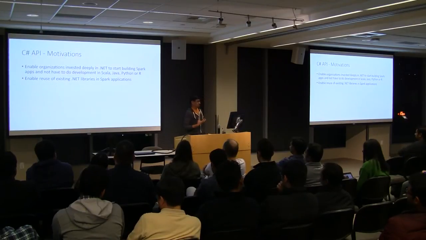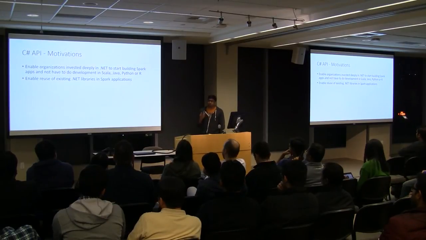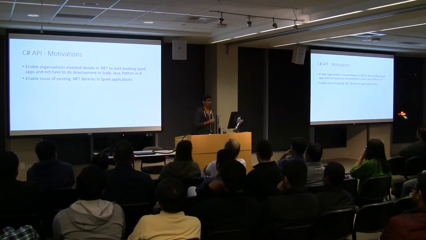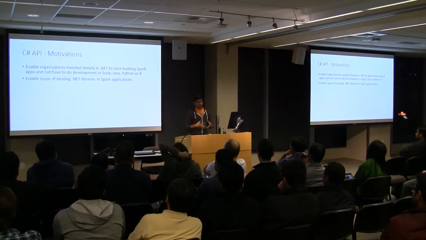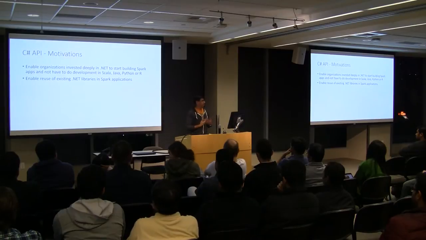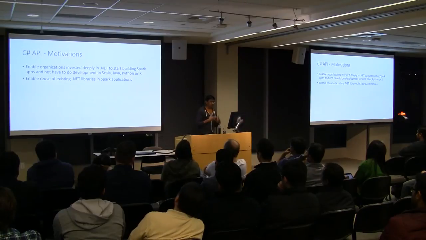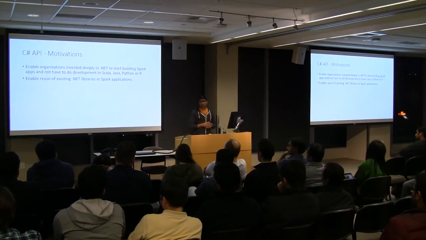To summarize the motivations, the motivations for C-sharp API is twofold. One is enabling organizations like Microsoft that are invested deeply in .NET technologies to leverage Spark. Spark has this huge momentum, so yes, companies like Microsoft, that's primarily .NET-based, traditionally, they want to leverage Spark. What are the options? Not much. So with the support, by building C-sharp API, we wanted to enable them to do that. Just build Spark applications using C-sharp, what their developers are used to.